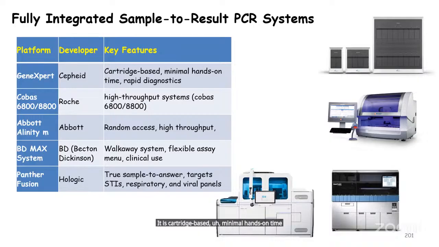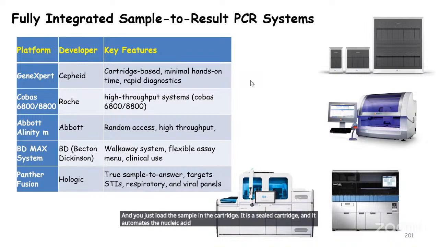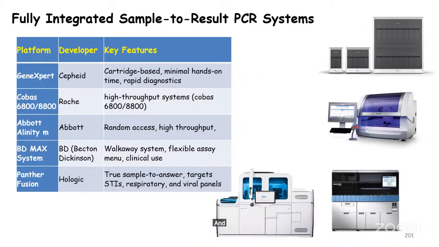GeneXpert is a cartridge-based system, and you just load the sample in the cartridge. It is a sealed cartridge, and it automates the nucleic acid extraction, amplification, and detection inside the cartridge. There is less time taken, and there is no, or at least minimum, biomedical waste generation in it.